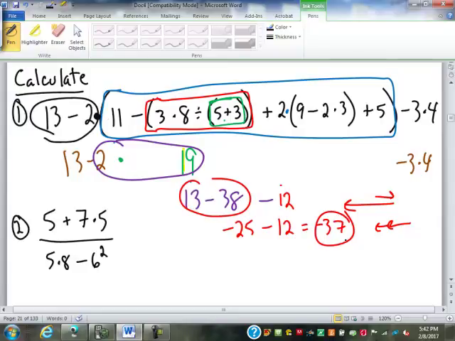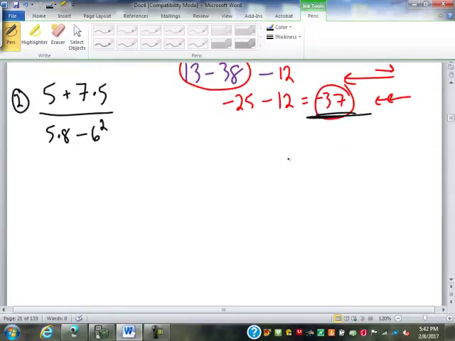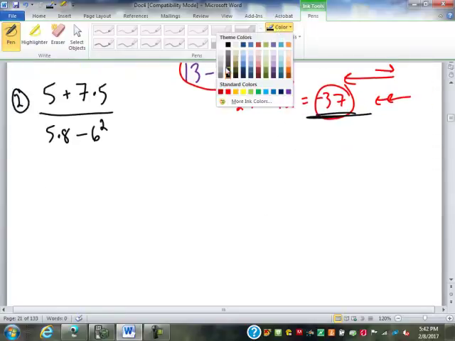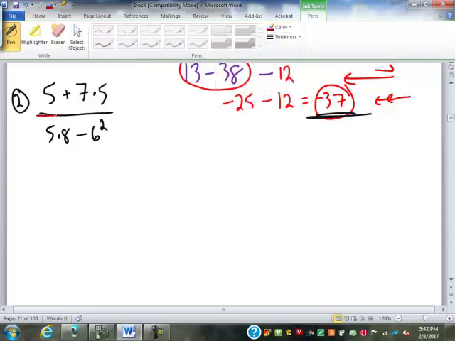Okay, so that one was fun. Let's try number 2 here. Number 2, to understand how to do it, we need to understand this symbol across here. What is it? Okay, divide. It does mean division. It's what we call a fraction bar. And it is division. It does mean to divide.